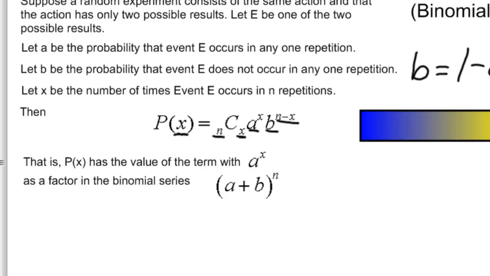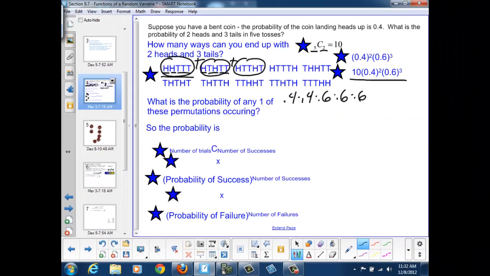So that's the same formula we came up with here in the coin toss. Number of trials, C, number of successes, times the probability of success raised to the number of successes, times the probability of failure raised to the number of failures. Note that the probability of success plus the probability of failure has to equal 100%. Those are our only 2 possible outcomes.